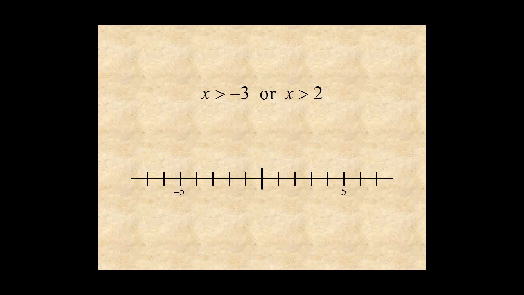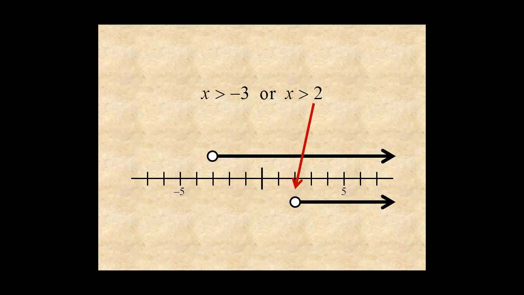For this solution, both inequalities are the same. They're both greater than inequalities. To determine the real solution, graph each of the inequalities, x greater than negative 3 or x greater than 2, and test some numbers.